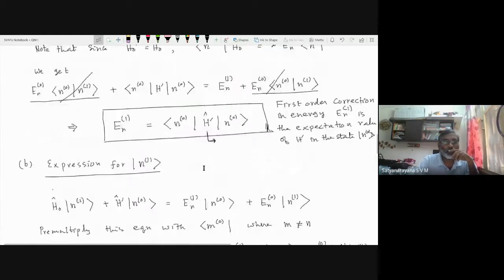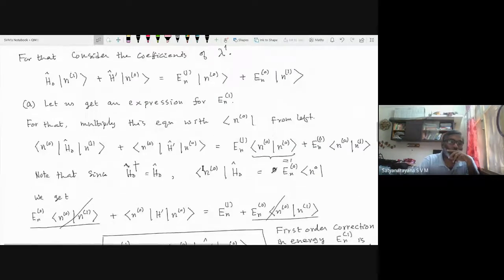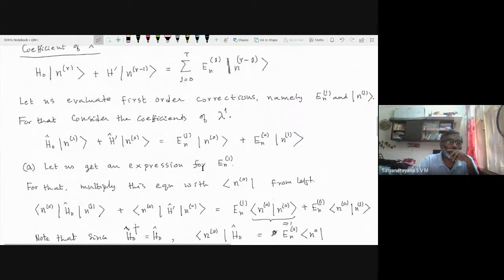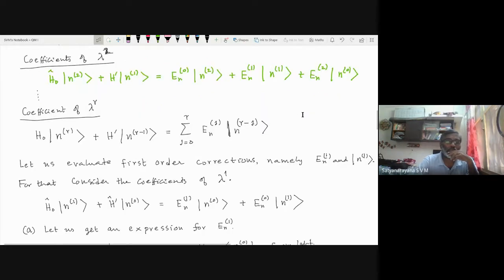Okay, maybe we will do that step. Let's look at second order correction in the energy. For that, what we have to take? We have to take the equation corresponding to this green coefficient of lambda square. Okay, so let us take that equation.